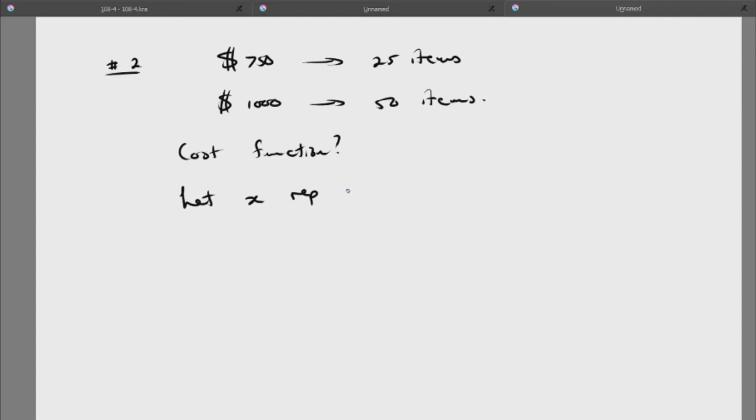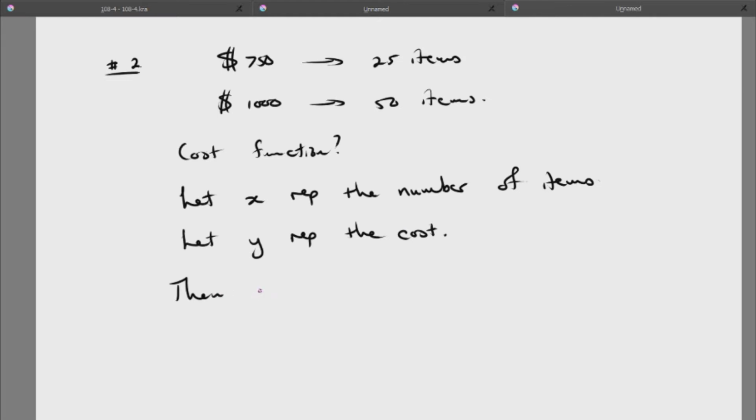Let's say x represents the number of items, and let's go y. But you can be a little bit more creative. It could be anything you want. The cost, the total cost. Then I can say, because they are assuming a linear relationship, I'm looking for y equals mx plus b. I don't have to define the m and the b. Those are the standard letters we use for the slope-intercept form.